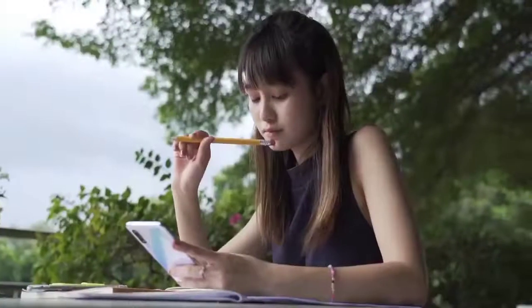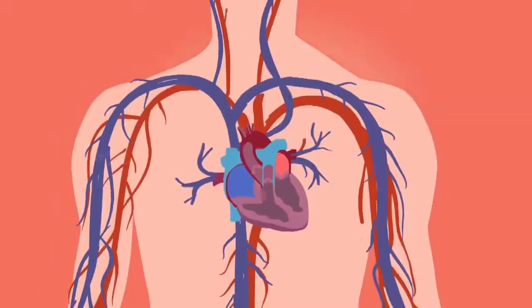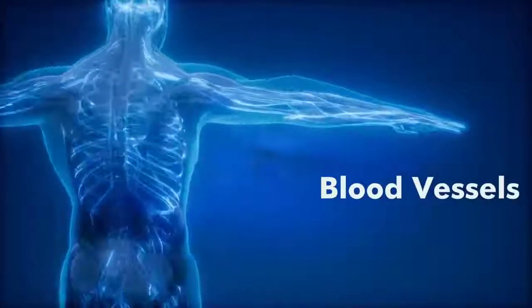As long as you live, your circulatory system works continuously. Today in this video we will see what this system is and how it works. The human circulatory system consists of three components. 1. Blood. 2. Blood vessels. 3. Heart.